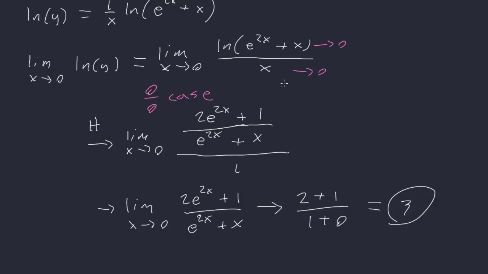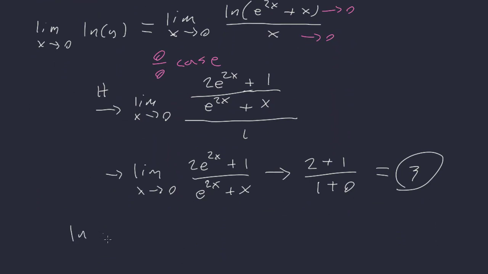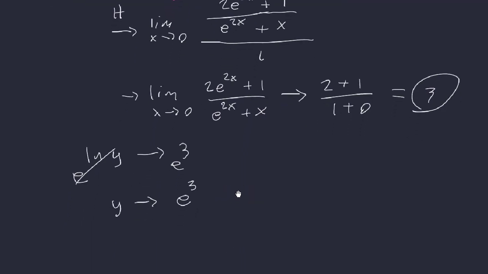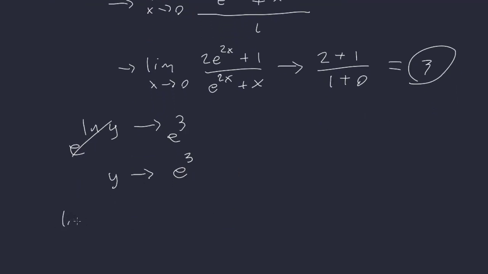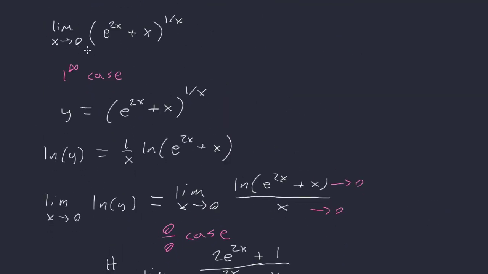All right, so there we go. There is this limit taken care of, except, remember, we just found that the natural log of y is going to 3. So this tells us, when we introduce our e's, that y is going to e cubed. So that means that our final answer, if we scroll back up here, so I don't rewrite it again, the limit as x goes to 0 of (e^(2x) + x) all to the 1 over x is going to e cubed. And there we go.